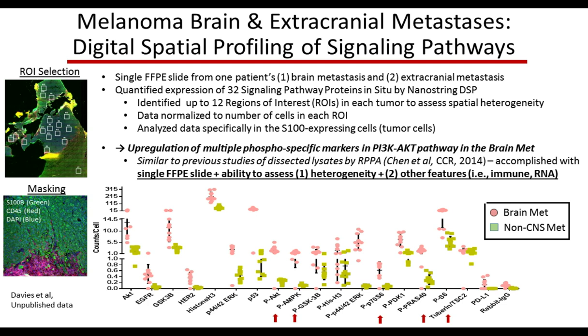And so our initial analyses, again, wanted to focus specifically on the status of signaling pathways in the brain metastases, and thus in the S100 positive cells. Down here at the bottom, we see the results for the signaling proteins in this single patient, where we again were able to separately measure 12 different regions of interest in the brain metastasis and 12 different regions of interest in the extracranial metastasis, and measure multiple phosphospecific proteins.